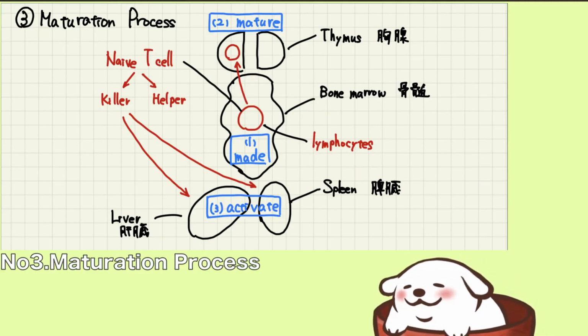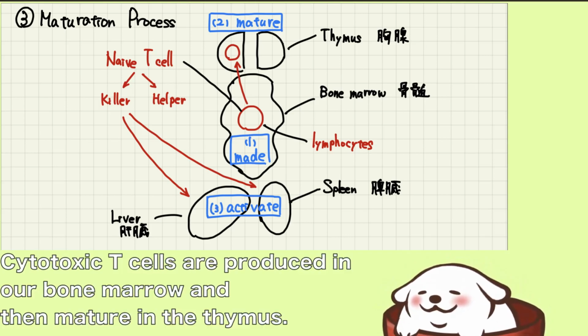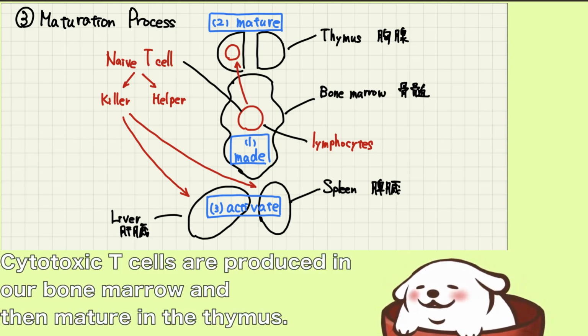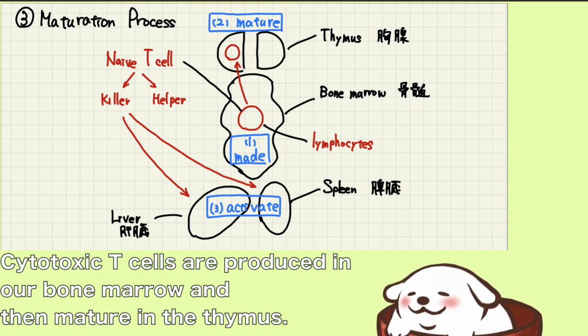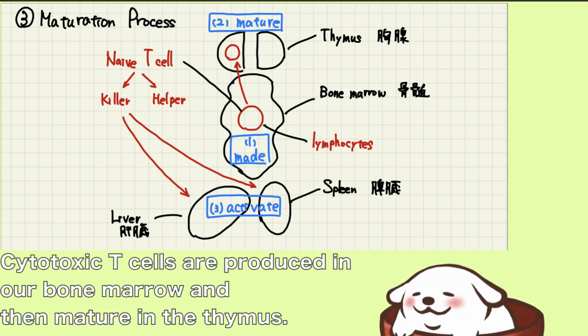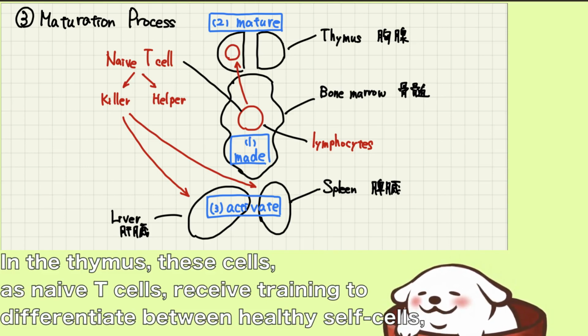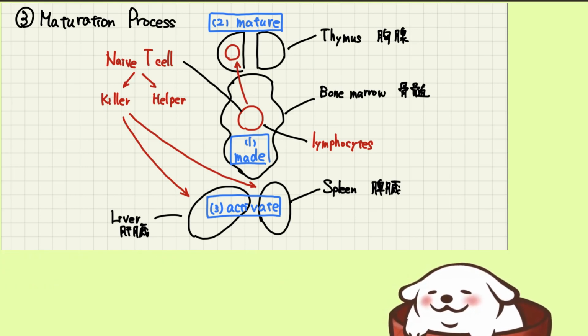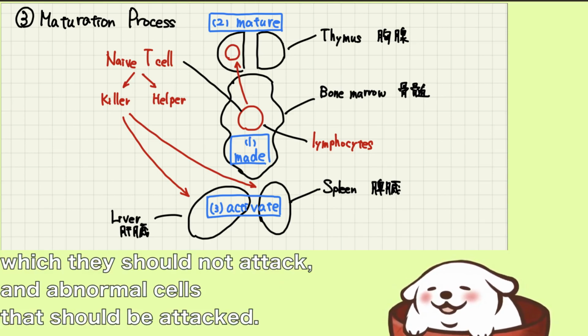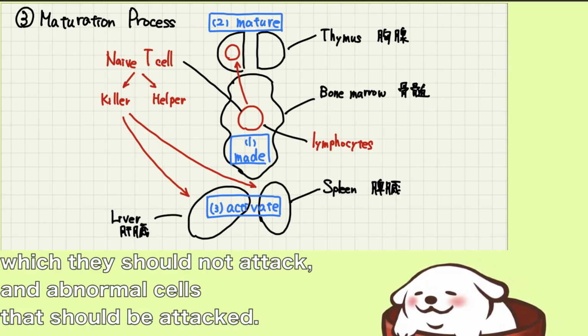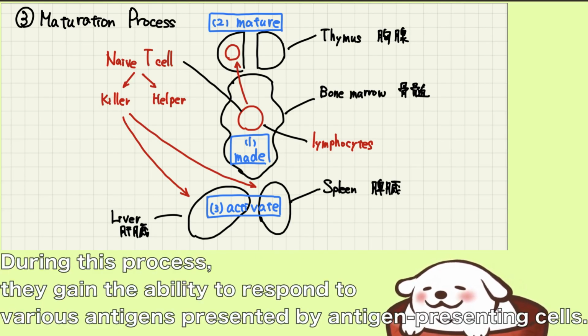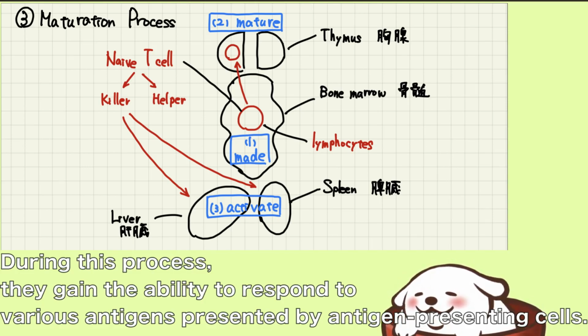Number 3. Maturation processes. Cytotoxic T cells are produced in our bone marrow and then mature in the thymus. In the thymus, these cells, as naive T cells, receive training to differentiate between healthy self cells, which they should not attack, and abnormal cells that should be attacked. During this process, they gain the ability to respond to various antigens presented by antigen-presenting cells.